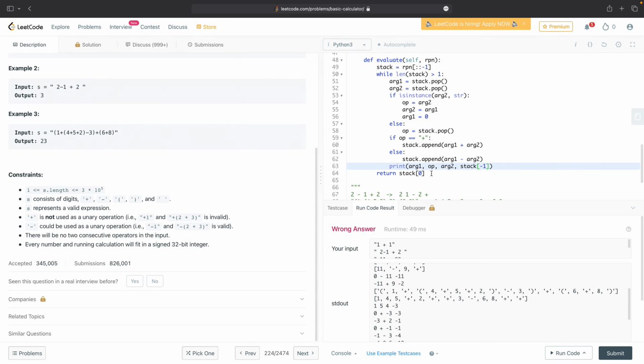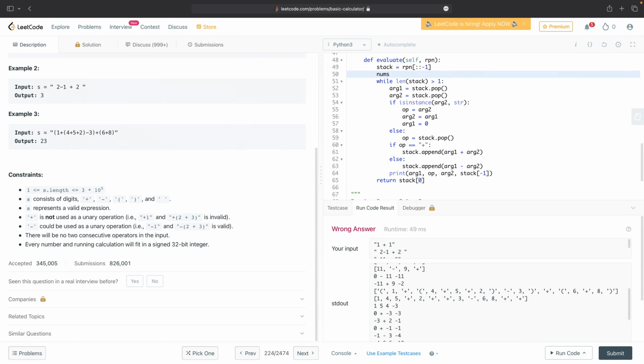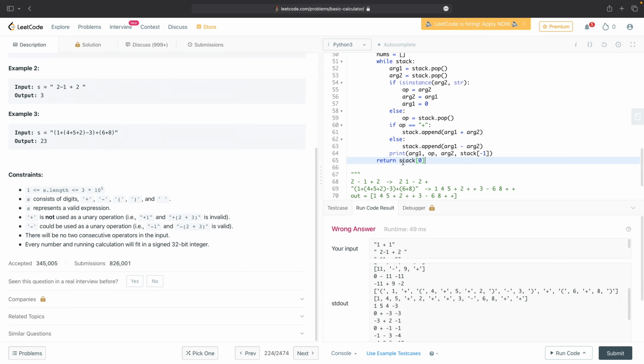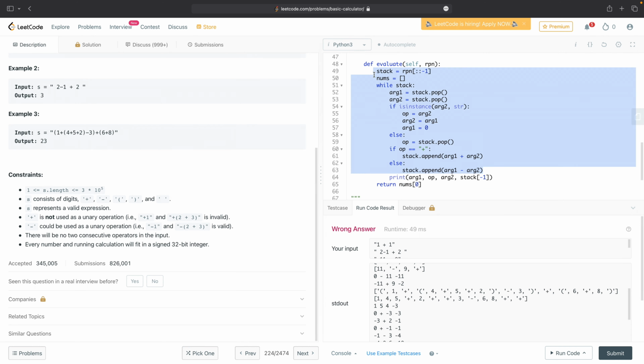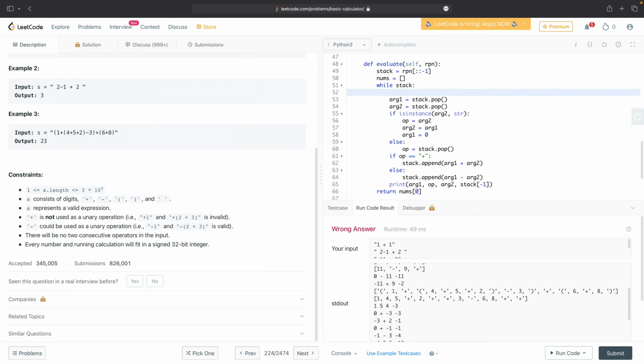Oh, bloody hell, I've got this algorithm wrong again. That's not how you do this. Nums is equal to the empty stack. While stack. So what I want to do is actually completely different to this. I have this completely wrong in my head, and I have no idea how I got it so far wrong.